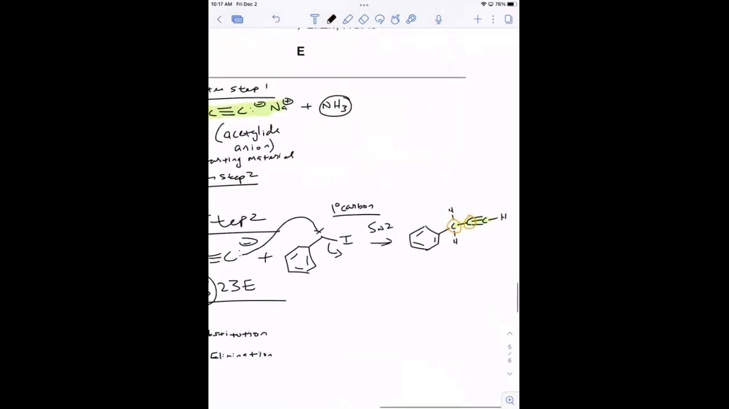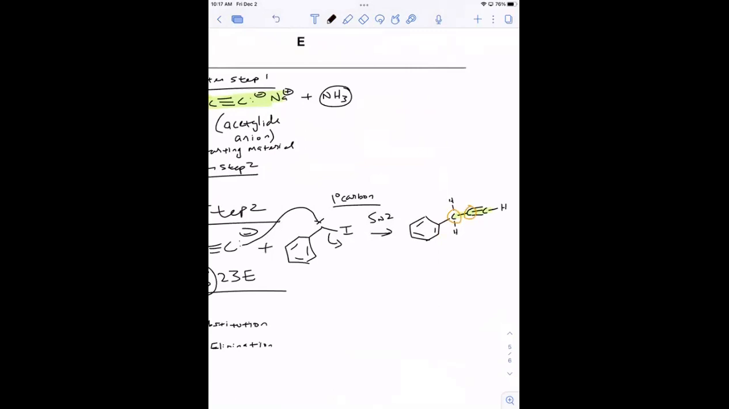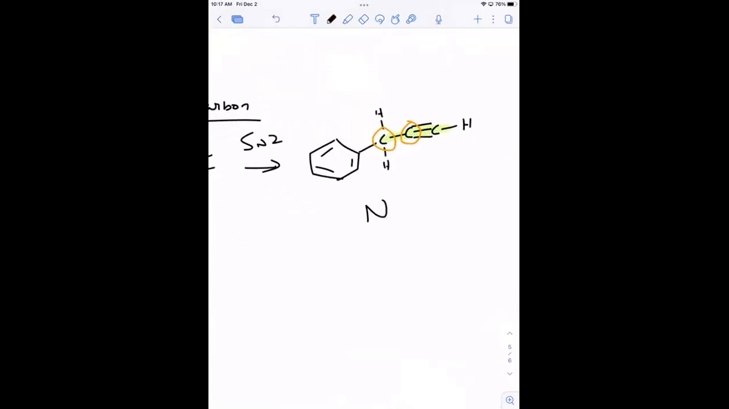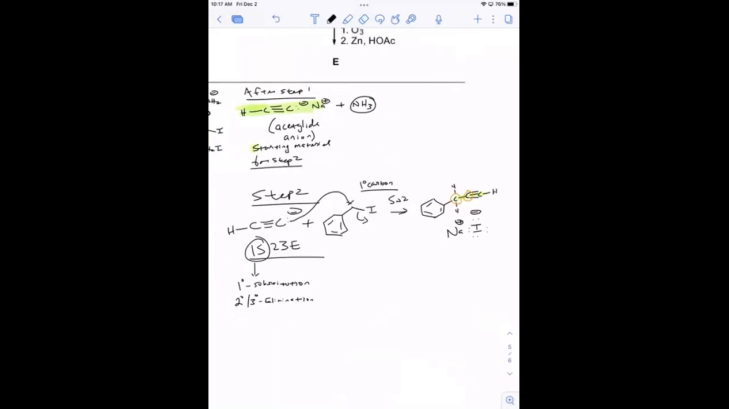Anybody not see that or have a problem with that? So it's just an SN2 substitution. And then what's left over, let me keep track of that too, is sodium iodide. That's negative, sodium is positive. All right. Questions about that? Any questions?